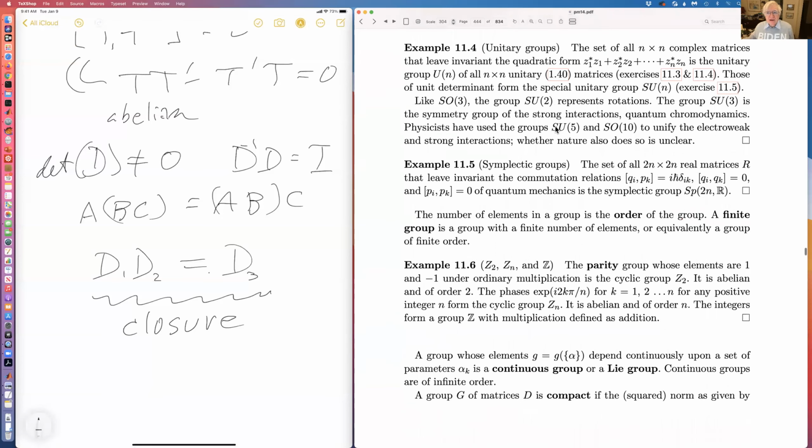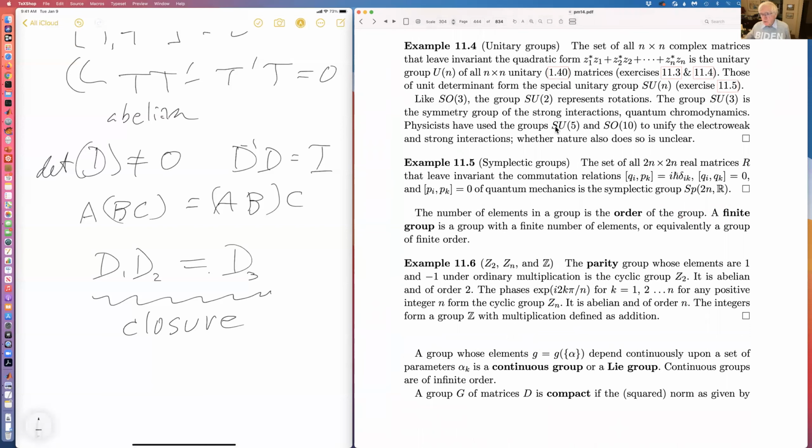Unitary groups come up a lot in physics, especially quantum mechanics. And the set of all n by n complex matrices that leave this quadratic form invariant is the unitary group U(n) of n by n unitary matrices. And these of unit determinant form what's called the special unitary group.